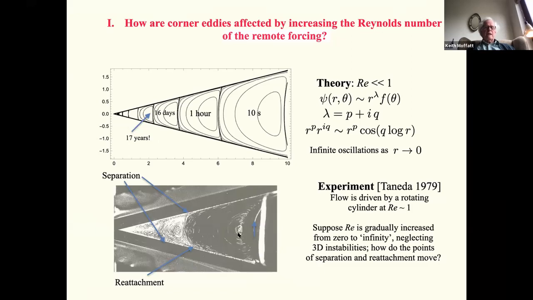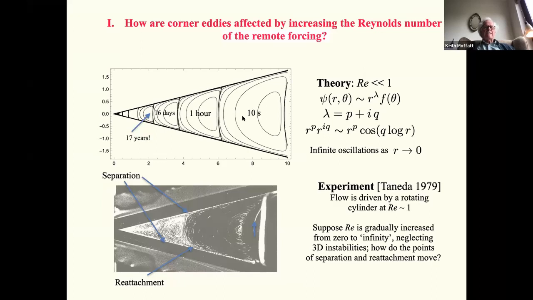You see very clearly the Stokes separation at this point and the reattachment here, and the generation of a second eddy. And if you have a good imagination, you can see the third eddy here. The reason it's difficult to observe this is evident here.